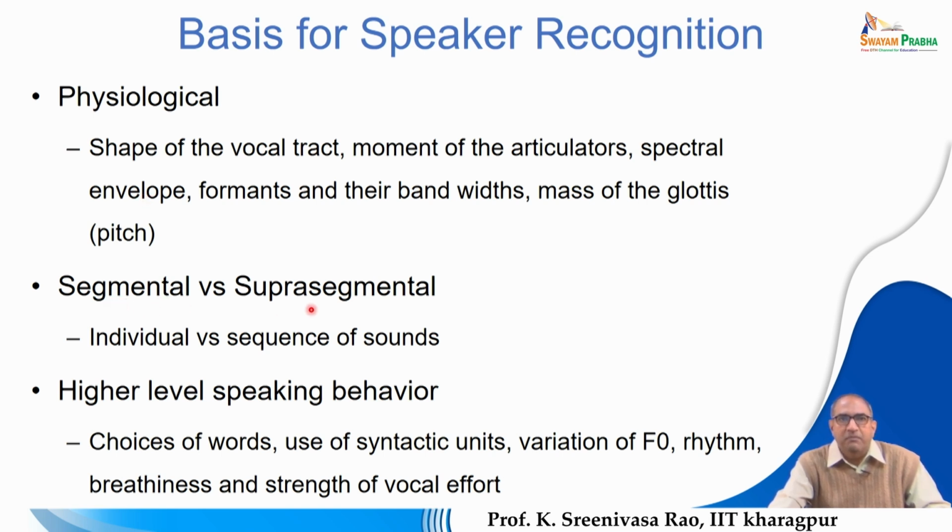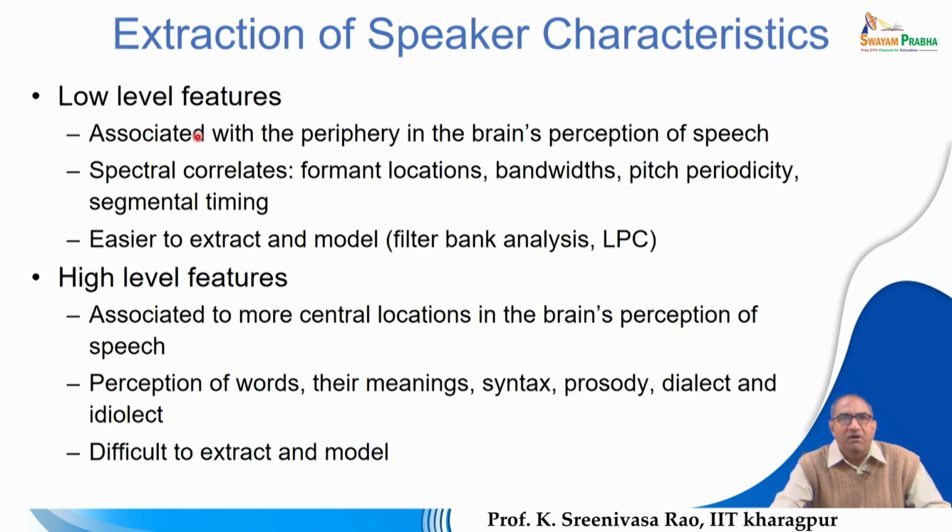The features may also be either segmental or suprasegmental. Segmental means analyzing smaller segments of speech, mostly attributed to the sound unit level. Suprasegmental means a sequence of sounds, at the word level, or a sequence of words at the phrase level. At those levels, there are speaker specific characteristics that can be exploited for speaker recognition. As I mentioned already, the low level features are usually associated with the periphery of the brain's perception of the speech.